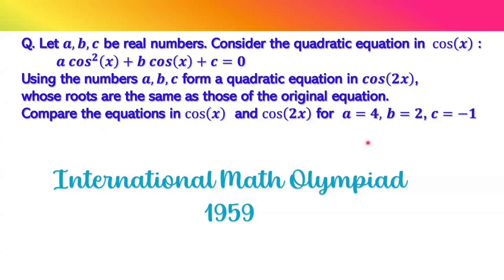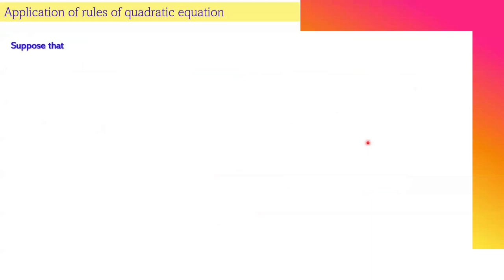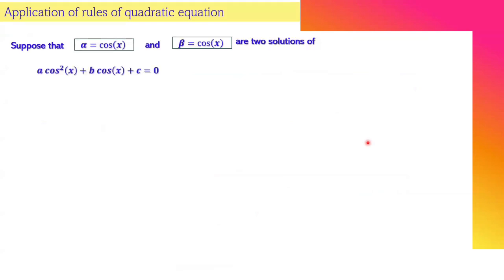So let's start with it, and we have to use the basic rules for quadratic equations. So first we'll see the rules. Suppose that alpha equals cosine x and beta equals cosine x are two solutions of this given equation. First, we just noted it in a different way, alpha and beta, for easy calculation. Both will be solutions of this equation.